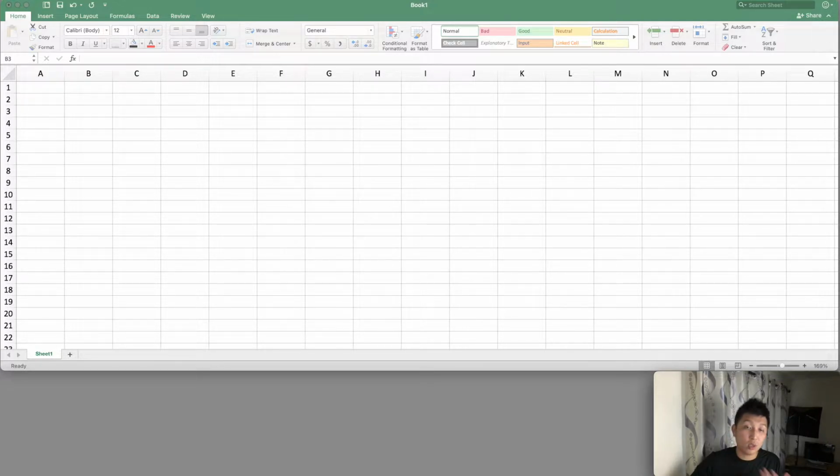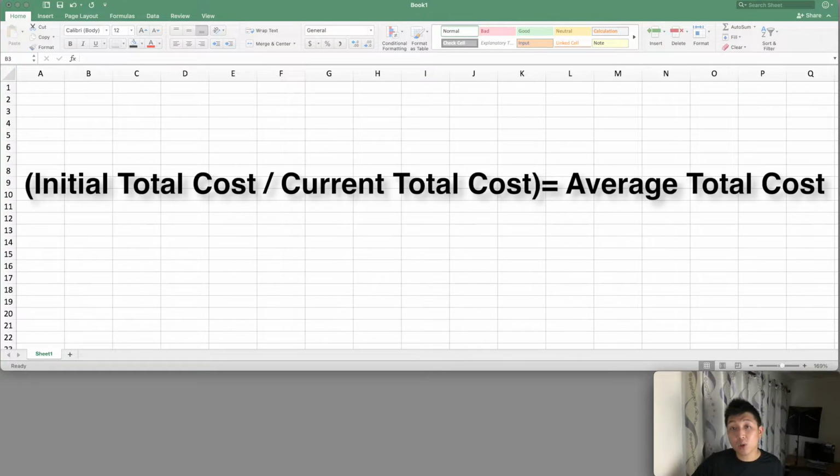For those of you who don't know, it's basically just to project the average cost of your trades, and also project what the total cost of your investment is. The basic formula for the dollar cost average calculator is the initial total cost divided by the current total cost, and that will give you your average total cost.